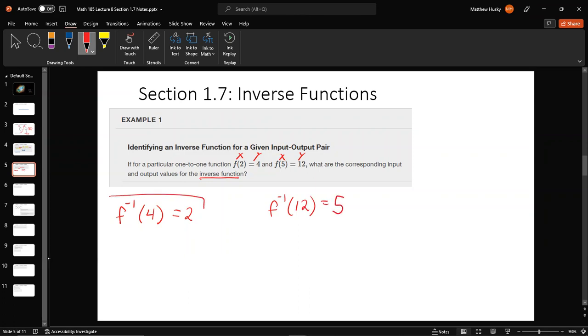So that's really all they're going for. The wording may make it seem like it's way more complicated than that, but that's all this is. If you put in 2, you get 4. So then if you're going backwards, start at 4, that came from 2. If you put in 5, you get 12. So if you go backwards, 12 came from 5. It's just the reverse of that.